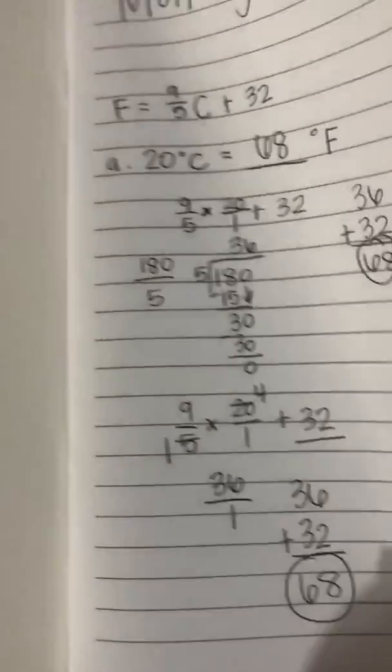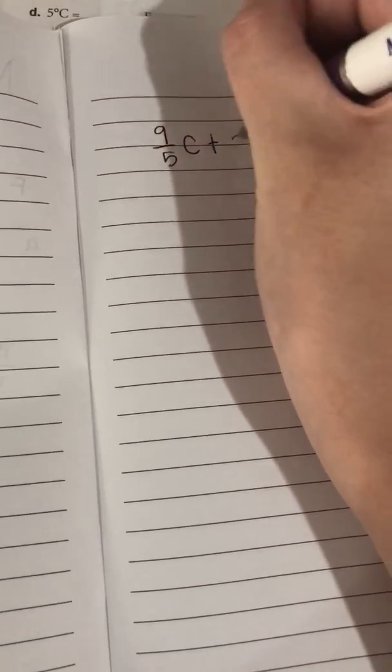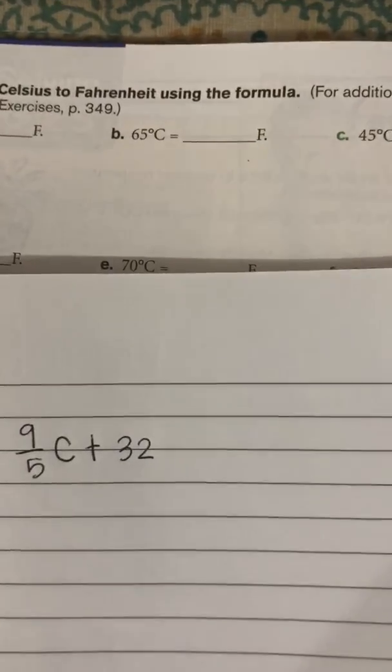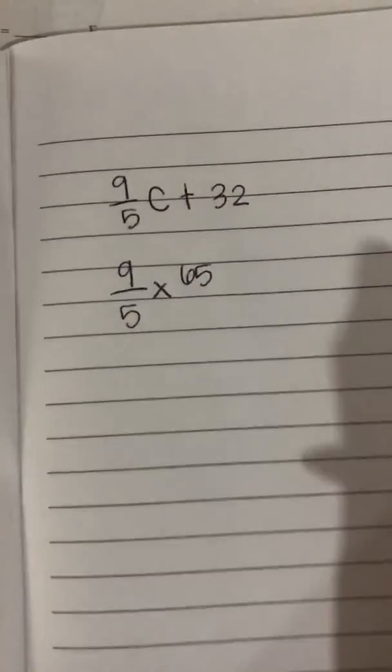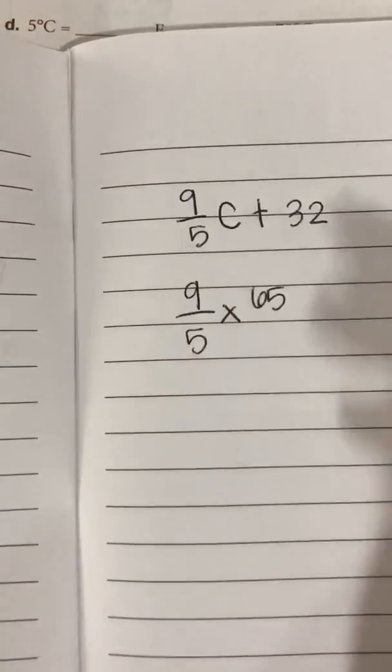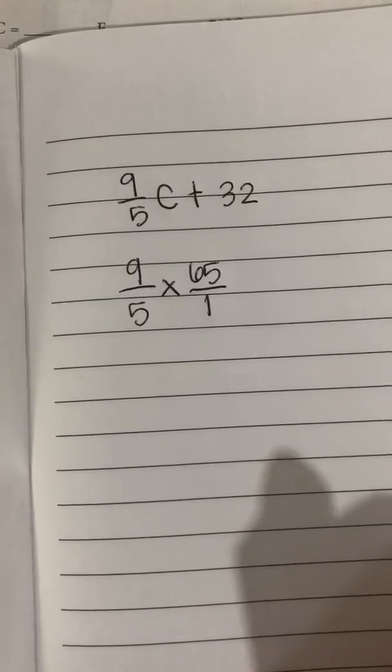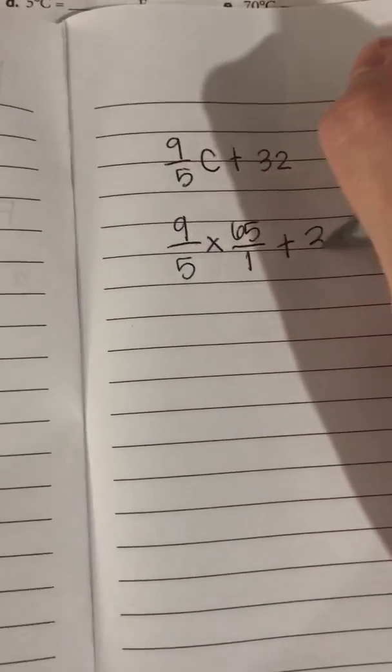Now I'm going to work one more. Let me rewrite our formula. Okay, B says 65 degrees Celsius. They're side by side, so that means multiply. I put 65 in where Celsius is. I make it a fraction by putting it over 1. And then I add that 32.